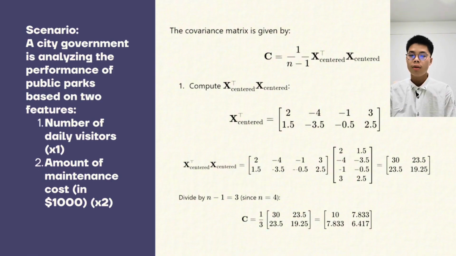After that, we just need to multiply by 1 over n minus 1. Here n is 4 because we have 4 data points, so 4 minus 1 is 3. We multiply the matrix we got before by 1 over 3, and we get the first column as 10 and 7.833, and the second column as 7.833 and 6.417.